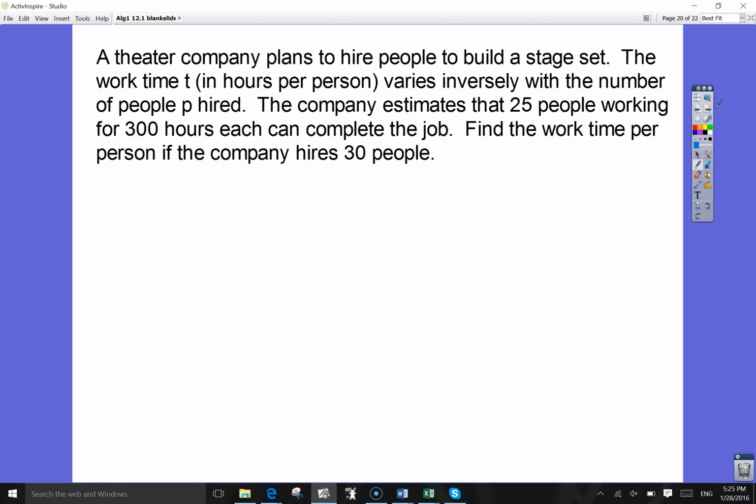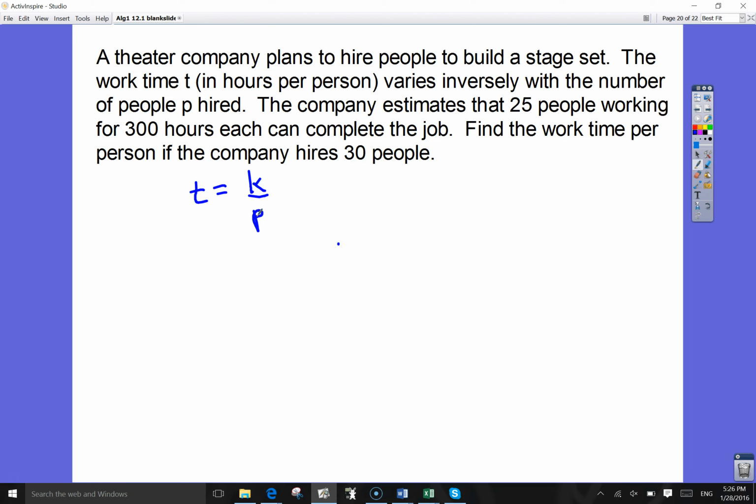So let's read this. A theater company plans to hire people to build a stage set. The work time, T, in hours per person, varies inversely with the number of people hired. Okay, so we can say that T equals K over P.